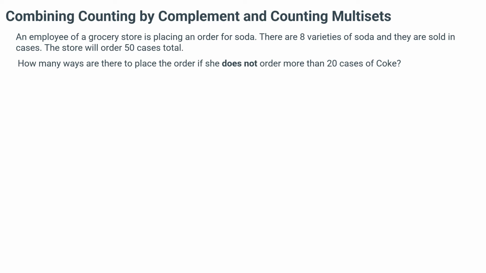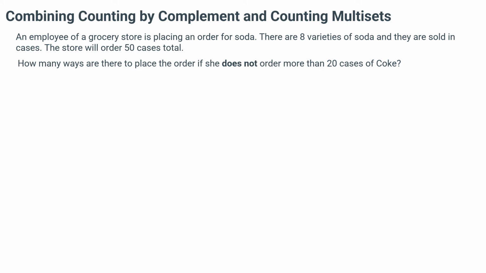So let's read this and see a problem like that. An employee of a grocery store is placing an order for soda. There are 8 varieties of soda and they're sold in cases. The store will order 50 cases total. So that's kind of what we've already been looking at. But now here's the question. How many ways are there to place the order if she does not order more than 20 cases of Coke? Does not order more than 20 cases of Coke.